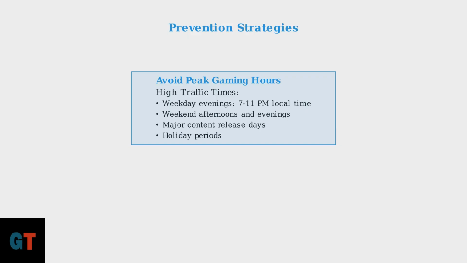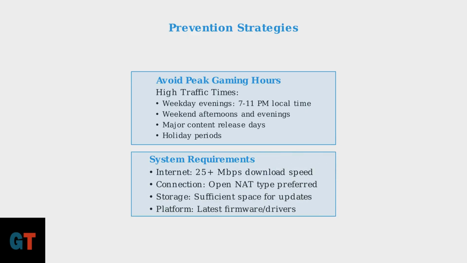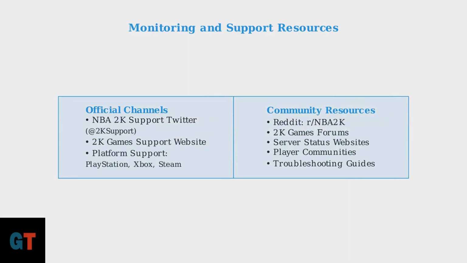Understanding peak usage patterns and maintaining optimal system conditions can prevent most connectivity issues from arising. Maintaining optimal system requirements ensures consistent performance. A stable broadband connection of at least 25 megabits per second download speed is recommended for seamless online gameplay and inventory synchronization. Staying informed about server status and known issues helps players respond quickly to problems.